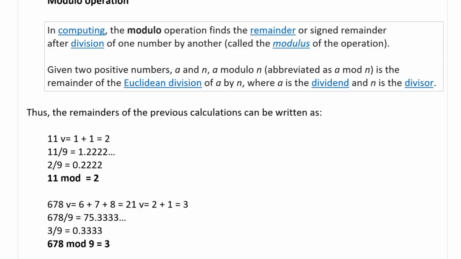And here's the automated built-in calculator. Just type equals 11 mod 9 equals that. That's the same thing as writing 11 divided by 9 and finding the remainder.